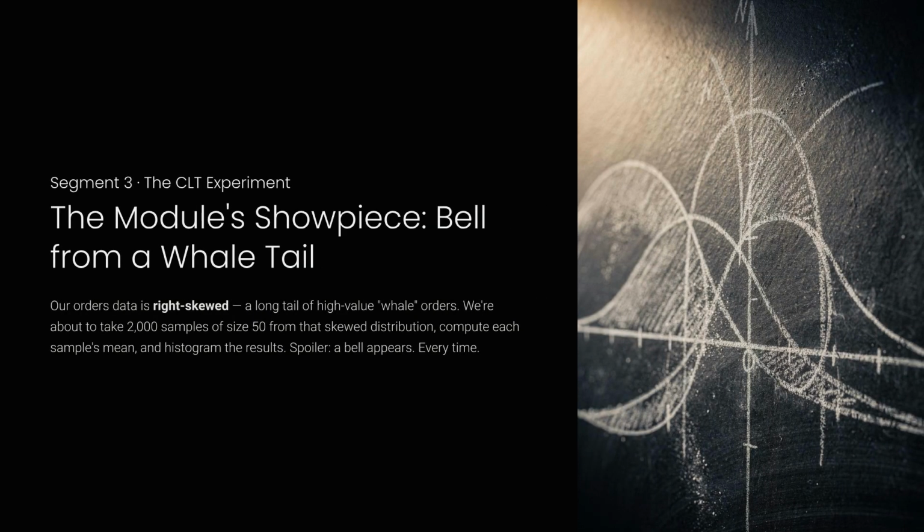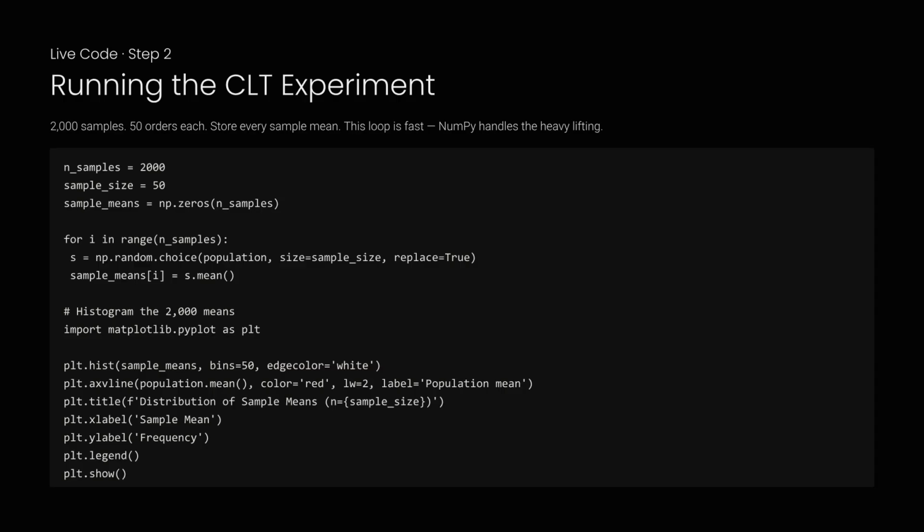Now for our showpiece experiment. Our order data is heavily right-skewed, featuring a whale tail of high-value orders. We are going to take 2,000 samples and visualize the distribution of their means. Here is the code to run that experiment.